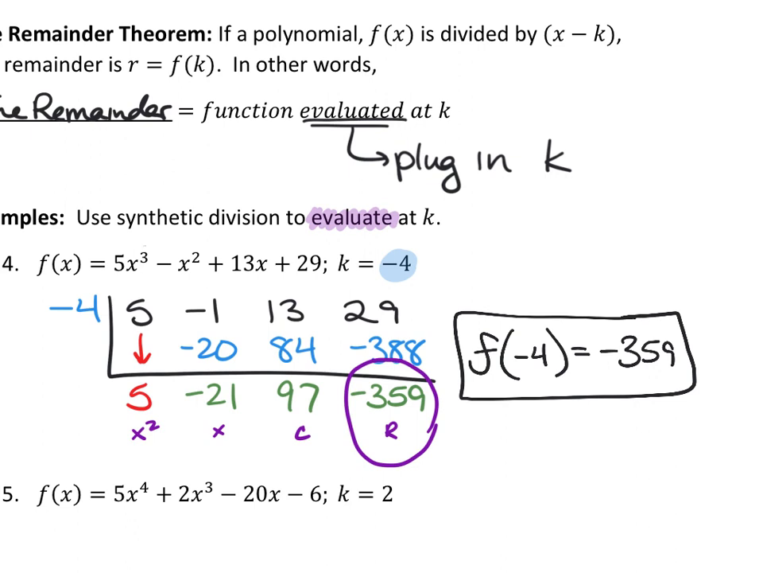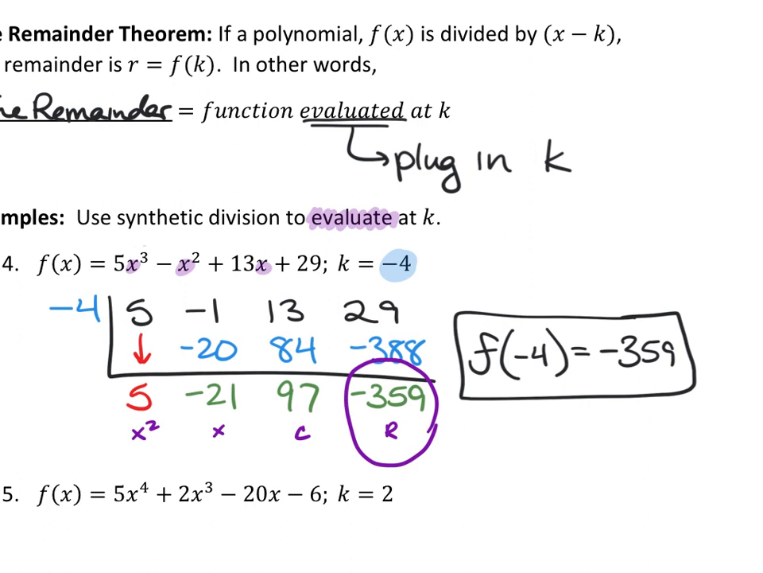If you were to, in your calculator, take the number -4 and plug it in for every single x term in parentheses and press enter on your calculator, you would get the same answer, -359. Which means now you have two ways to evaluate a function, which is pretty cool. Plug the number in or synthetically divide it.